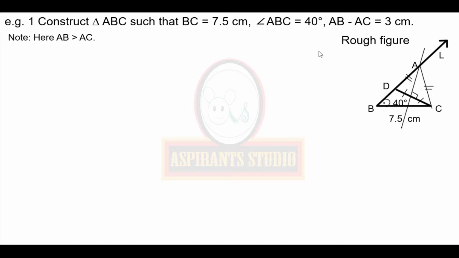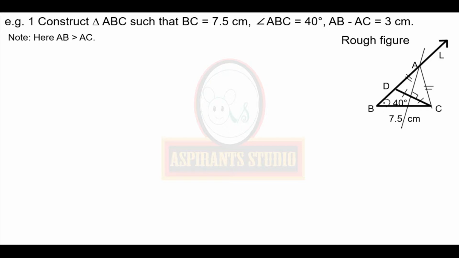On the ray, because BC is given to be the base, BC is 7.5 centimeters. So what is missing in triangle ABC? A is missing. That A will come on that ray BL. When you are drawing the measure of angle ABC as 40 degrees, you will be getting that point A anywhere on the ray BL which you are going to draw. See the rough figure.